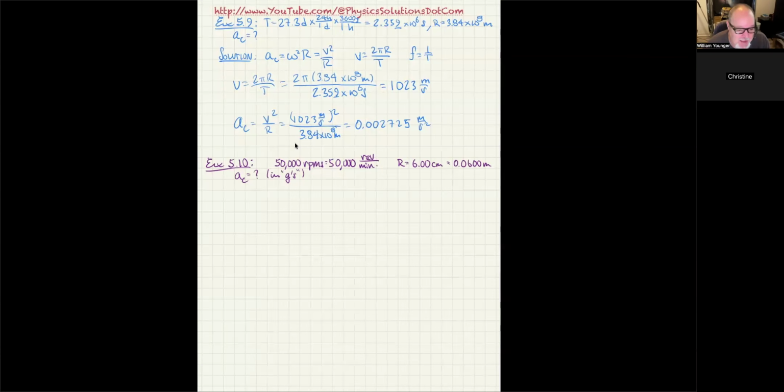Now, example 5.10, after it talks about centrifugation, is 5.10, the ultracentrifuge. The rotor of an ultracentrifuge rotates at 50,000 RPMs. I'm going to pretend that's 3 sig figs, even though it's clearly what your author would call ambiguous.